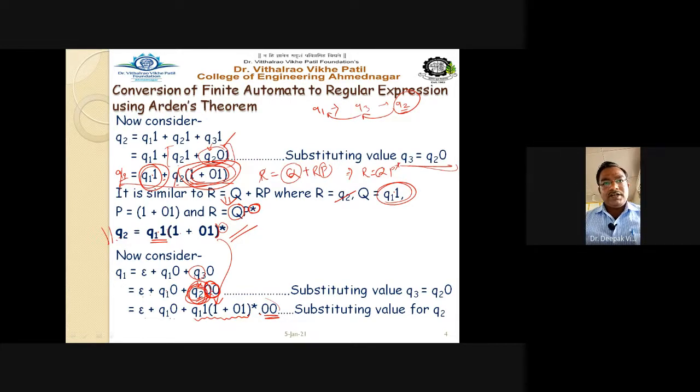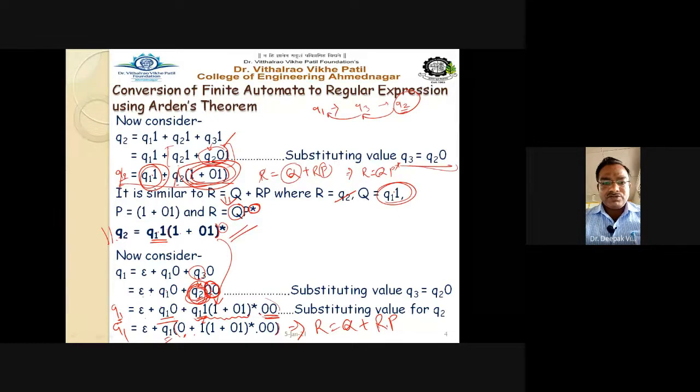So this entire equation is now in terms of Q1. Now you observe the equation carefully. You will find here Q1 and Q1. So these two Q1 now you can take common. So epsilon plus Q1 is taken common here into bracket 0 plus this one as it is. So the entire term remains as it is. And this equation now you can compare with your equation, that is R equal to Q plus RP, right? And you can easily get the solution. So see here.